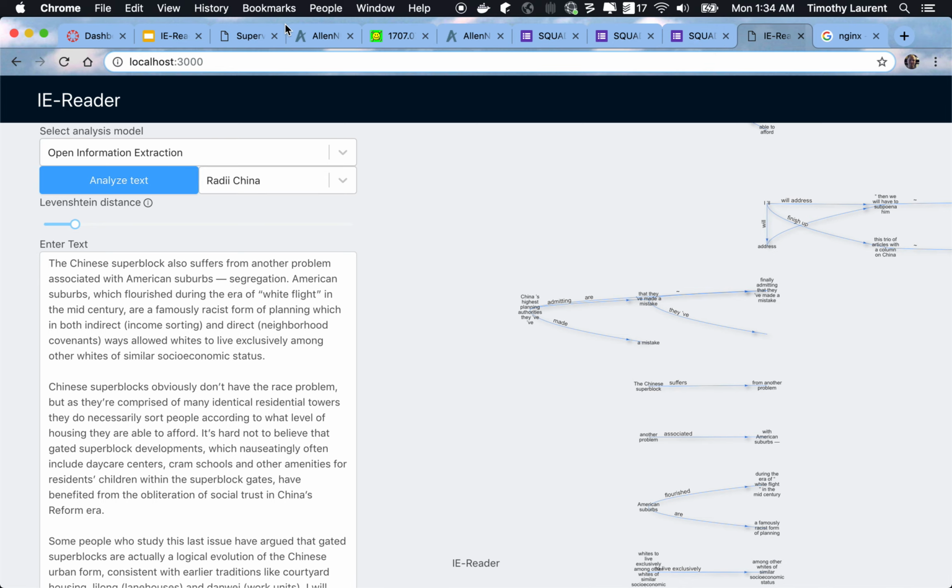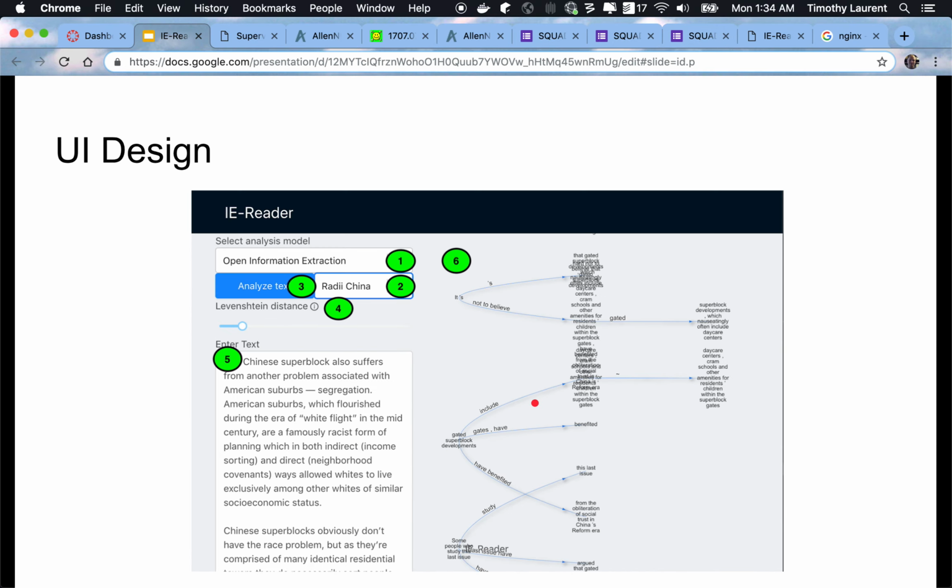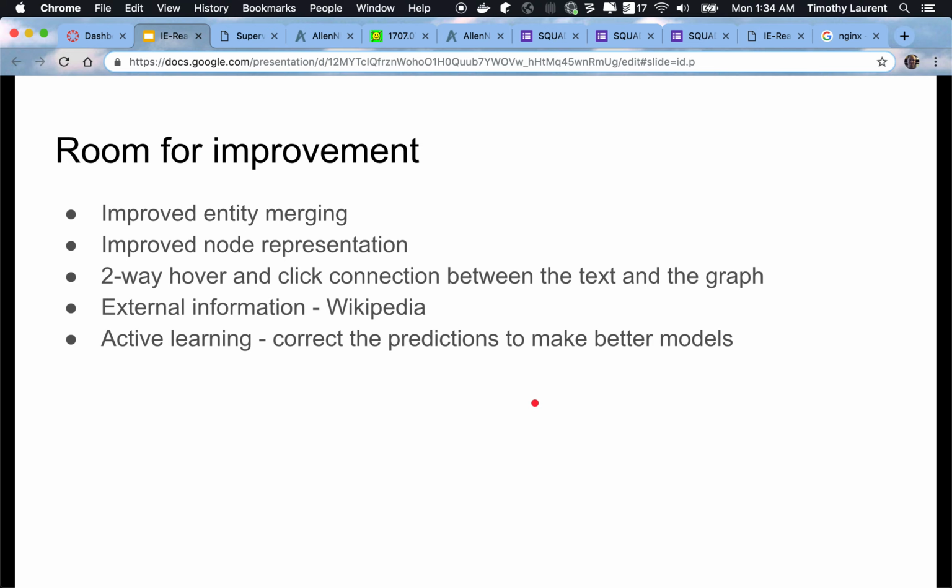So let's talk about some room for improvement for next steps. I think improved entity merging. Right now we're using heuristics. I think we could do better. I think we could use more information about the parse tree, or potentially using some knowledge base or distant supervision to identify nodes that are referring to the same thing and to merge them.